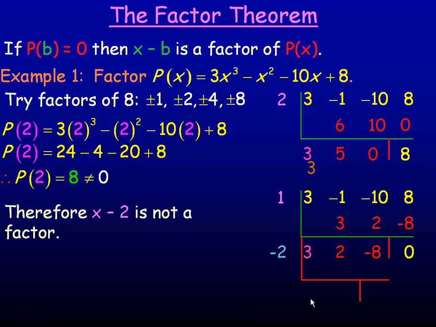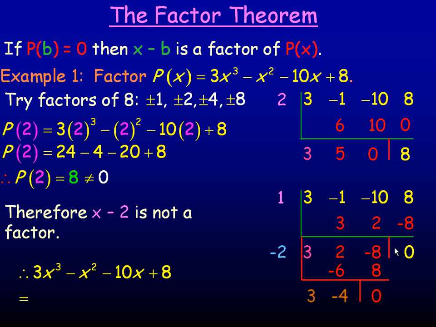Bring the 3 down, multiply by the negative 2. Of course, that's negative 6. 2 and negative 6 add to negative 4, and negative 4 times negative 2 is 8, and negative 8 and 8 add to 0. So we have a remainder of 0. So negative 2 works, so x plus 2 is a factor.